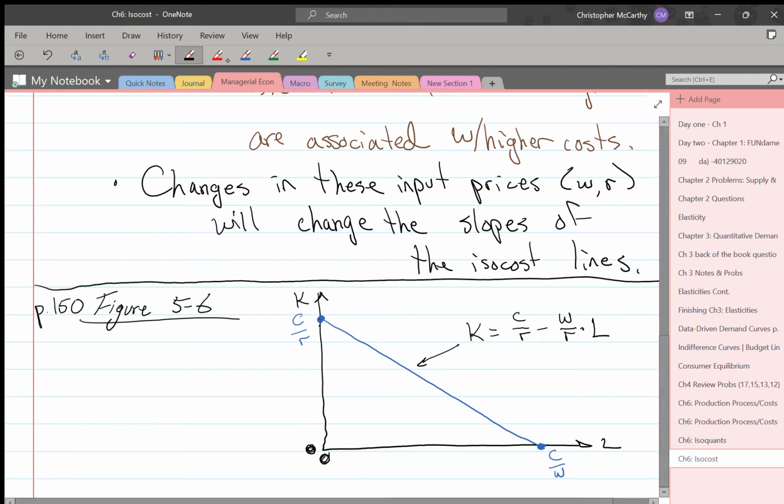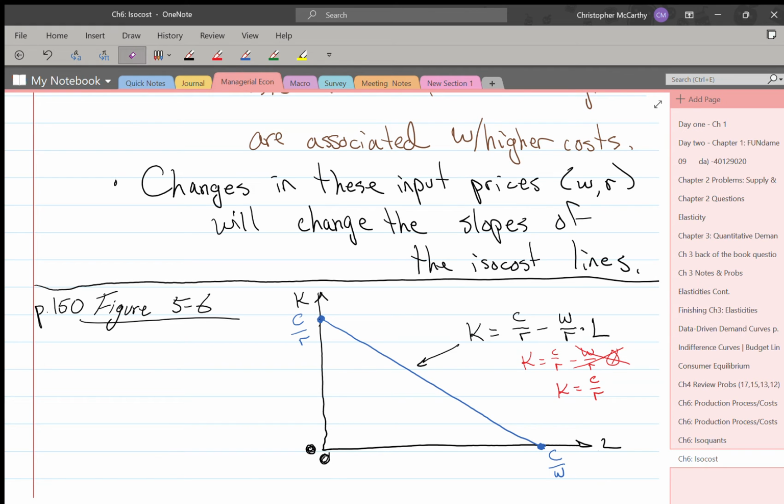It's also easy to see algebraically, because the way that we get x or y intercepts is we put 0 in for the other term. If we're getting the y-intercept, we put 0 in for the L. So this is K equals C over R minus W over R times 0. That whole thing cancels out. We just end up with K equals C over R as our intercept, which is exactly what we have over here. We could do a similar thing for the x-axis intercept, but why would we, since it's the exact same?